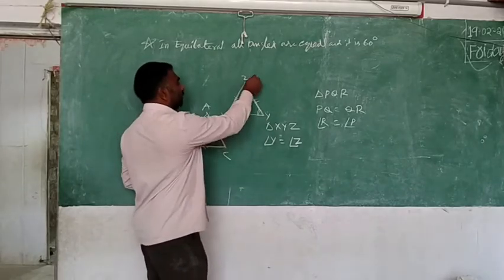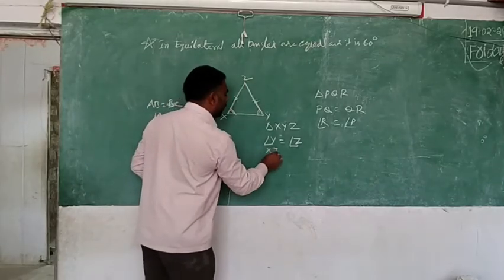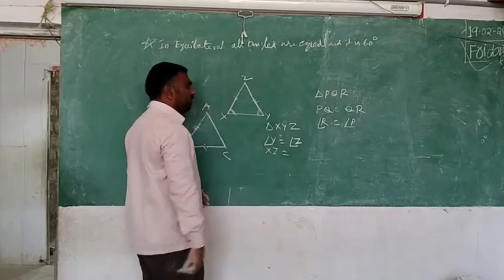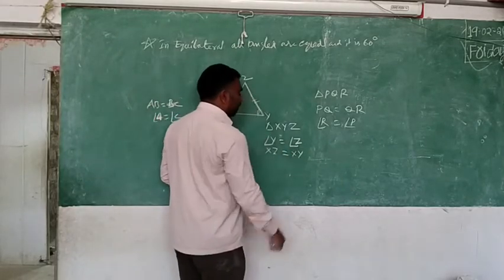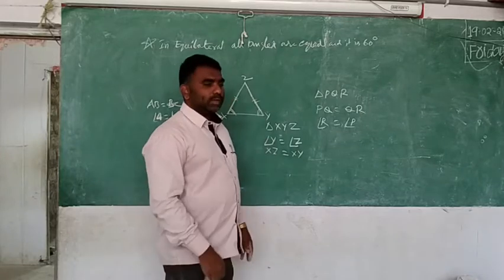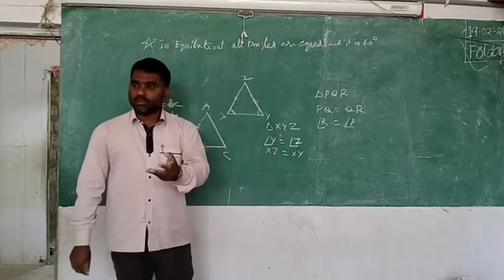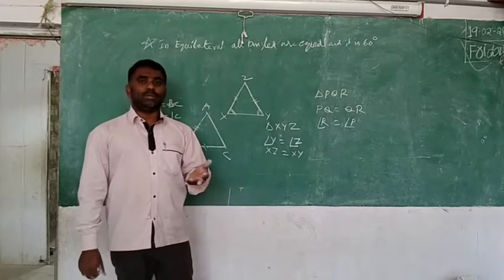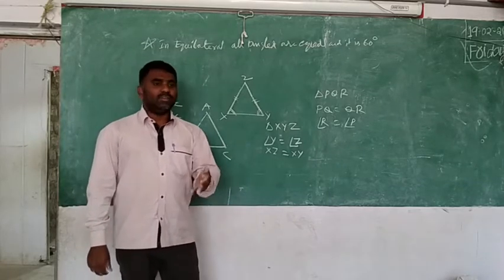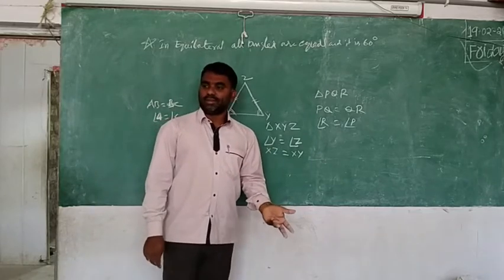XZ. And for Z, which is opposite? XY. So simple, I am saying you have to remember which is the opposite side and which is the opposite angle. For an angle, you can find the opposite side. For a side, you can find the opposite angle.